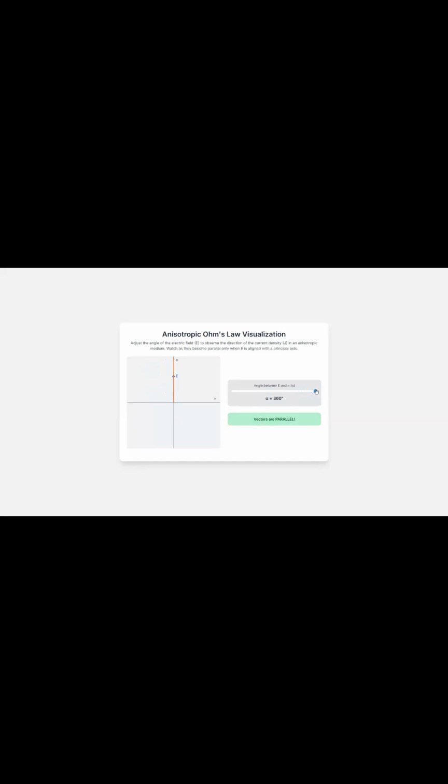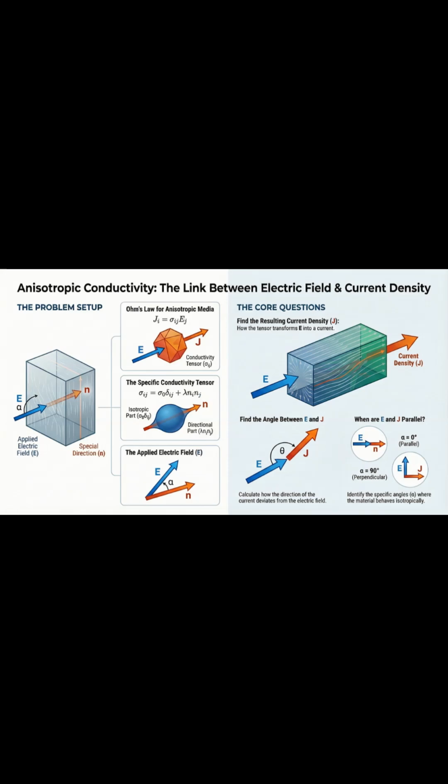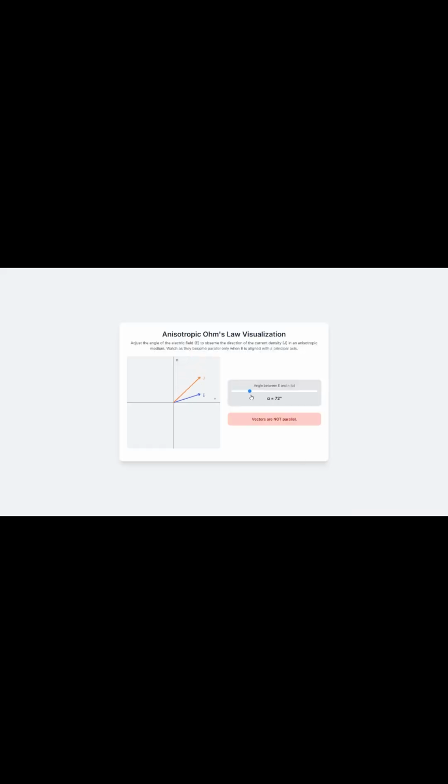Second, how do we describe this mathematically? Well, this non-parallel relationship is where that rank 2 tensor comes into play. We write the current density as a linear function of the electric field using this tensor, which basically acts as a map, connecting the field's direction to the resulting current's direction. The equation looks like this. J_i equals sigma_ij times E_j.